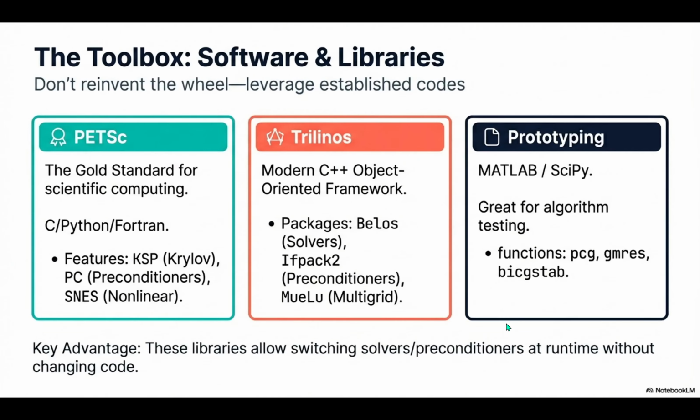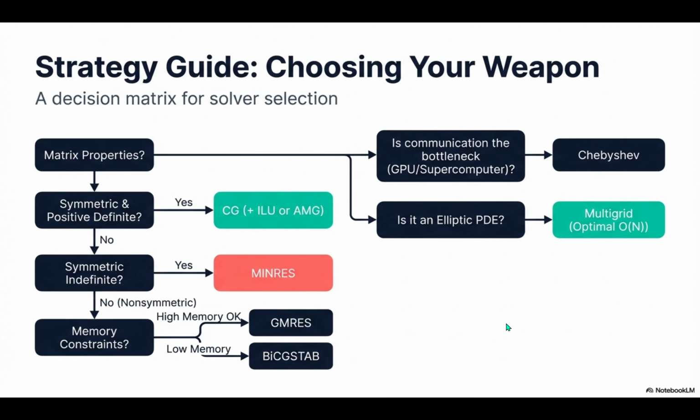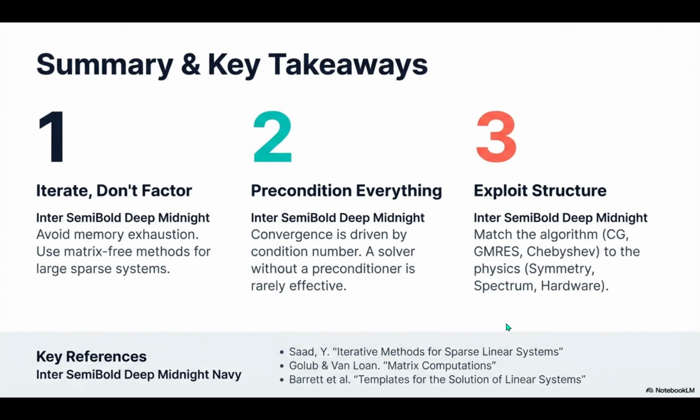So let's wrap up with the 3 golden rules. What are the big takeaways? Rule 1, iterate, don't factor. If your problem is big, direct factorization will eat your memory alive. Rule 2, precondition everything. A solver without a good preconditioner is like a car without wheels. It's not going anywhere fast. And rule 3, exploit structure. Don't use a general purpose solver if your matrix is symmetric. You have to match the algorithm to the physics of your problem.